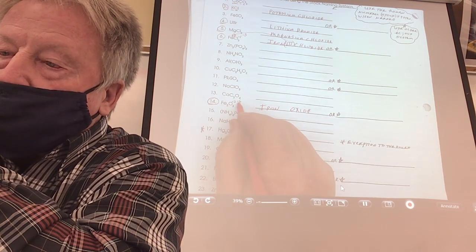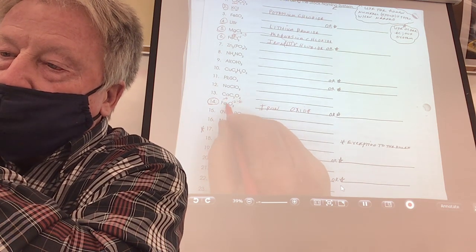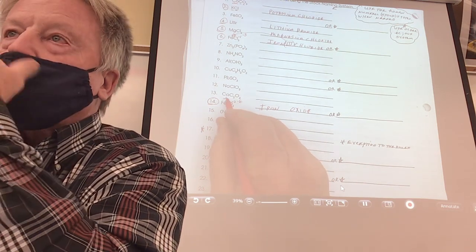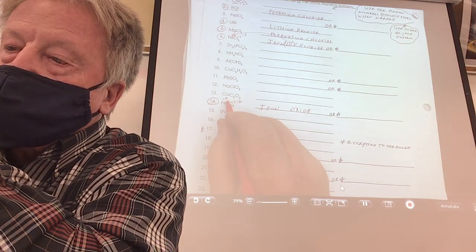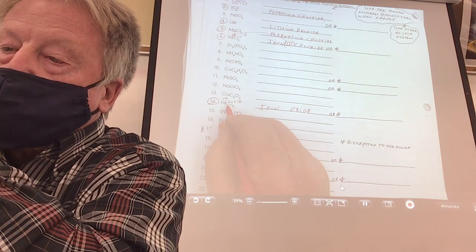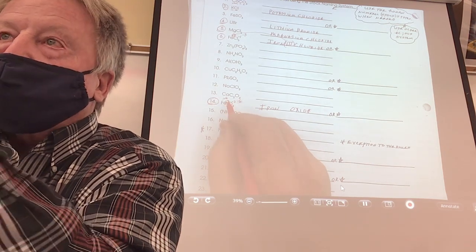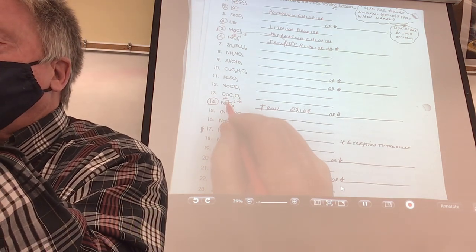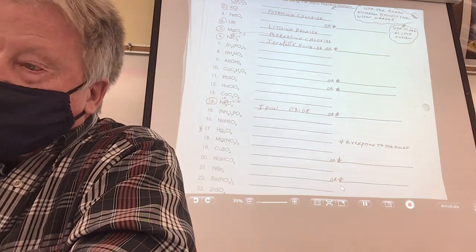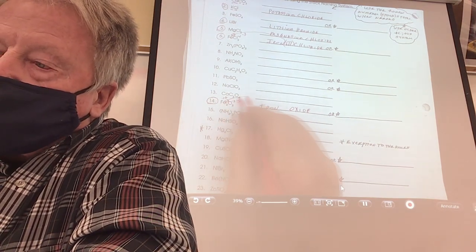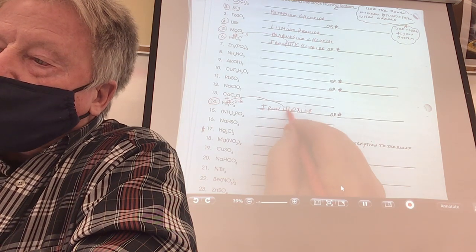Now, this part's -6, so this has to be +6. 2 times what equals +6? 2 times what is +6? 2 times what? +3. Now, ask Sean. Sean, what does the Roman numeral stand for? Charge of the metal. What is the charge on the metal? 3. That becomes your Roman numeral. So it's iron what? Iron 3 oxide.